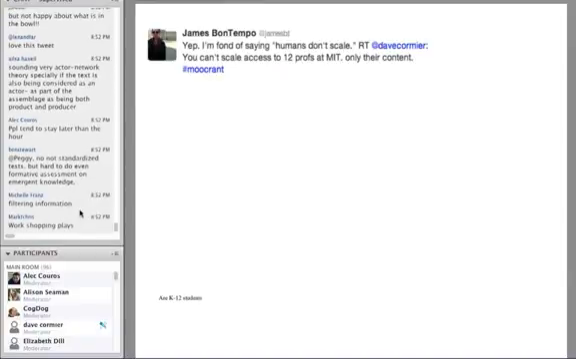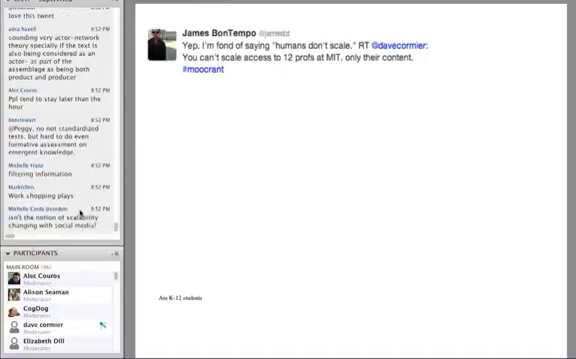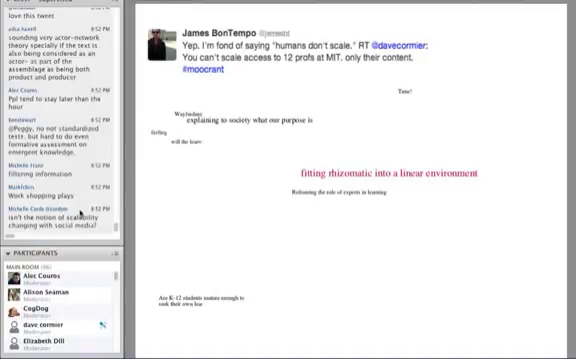Our K-12 students type faster. The notion of scalability is changing in social media. Yeah, I think it is. I think we're getting more accustomed to different levels of scale because of social media. And fitting Rhizomatic into a linear environment. Yeah, it doesn't like to do that. It's really tough to do that.